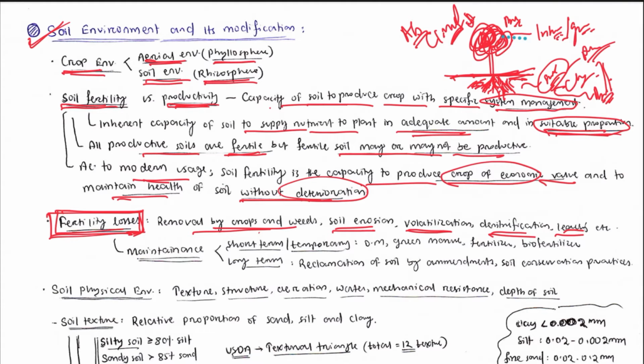Then how can we maintain the soil fertility? So these are the factors by which soil fertility is lost, and this is how we can maintain it. For short term and temporary maintenance, you can use organic matter, green manure, fertilizer, biofertilizer, etc. For long term maintenance, you have to reclaim the soil by amendments and ameliorants. Then we have to follow soil conservation practices to prevent erosion losses, because through erosion so much quantity of nutrient is lost.